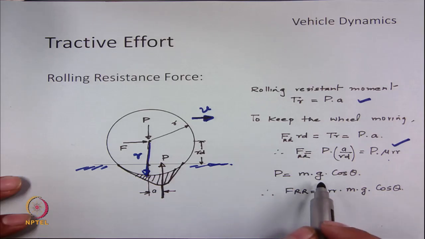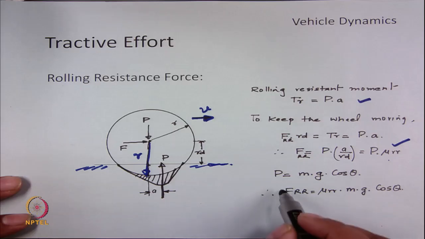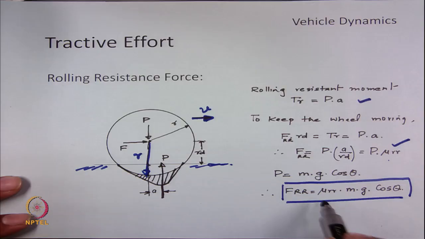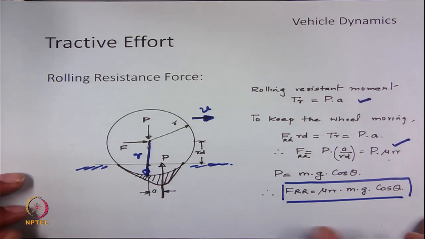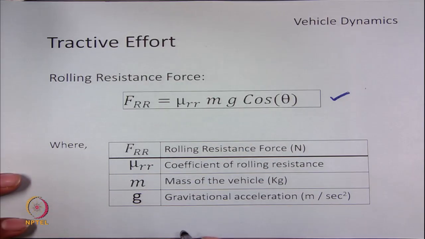So, P can be mg cos theta if you are going on a slope of angle theta. So, F_RR can be written as F_RR equal to mu_RR, which is the rolling resistance coefficient, into the weight of the vehicle into cos theta, which is due to the slope of the vehicle movement. So, again this is put in a proper form.